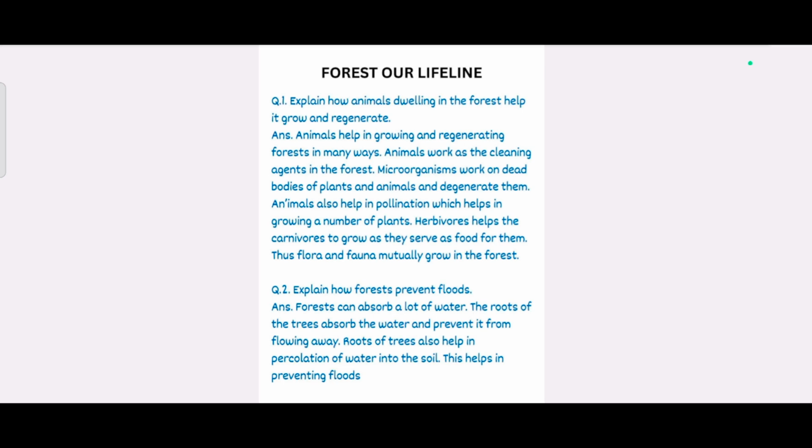Explain how animals dwelling in the forest help it grow and regenerate.